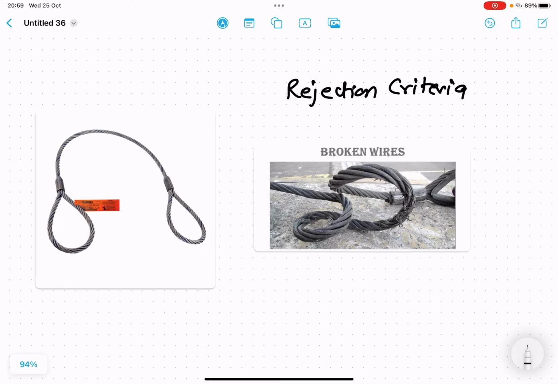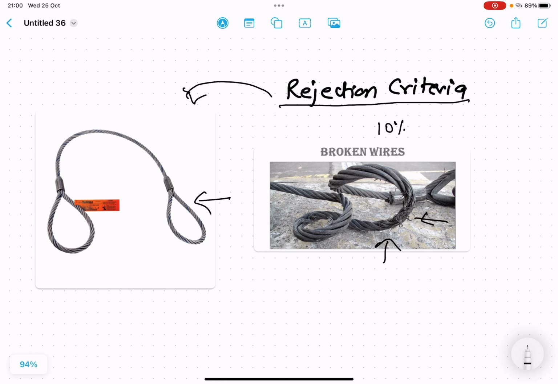Hello friends, in today's lecture we will discuss the rejection criteria for the wire rope sling, and especially we will focus on the 10% reduction criteria. Suppose there is a sling available with you and there are some wires broken in that sling. If this many wires are broken, then this sling will not be used.